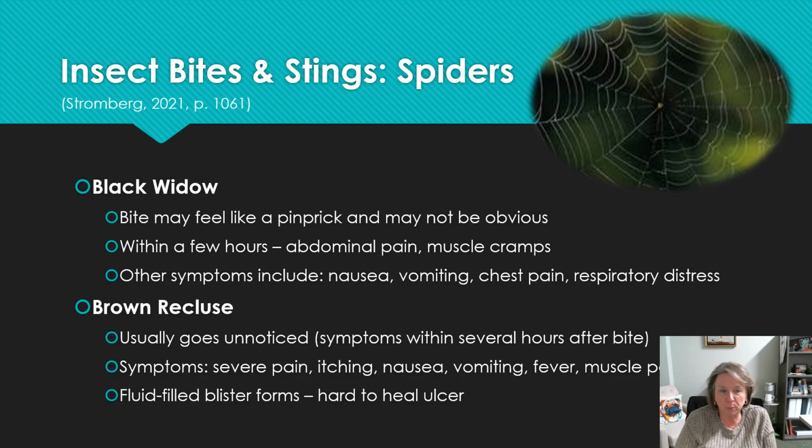This happens a lot. People get bit by spiders and don't realize it. Within a few hours, they'll have abdominal pain and muscle cramps. Other symptoms include nausea, vomiting, chest pain, and respiratory distress. They're lethal. Brown recluse bites usually go unnoticed, with symptoms within several hours after the bite.